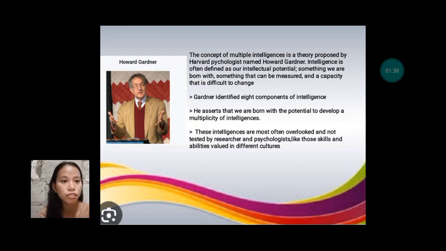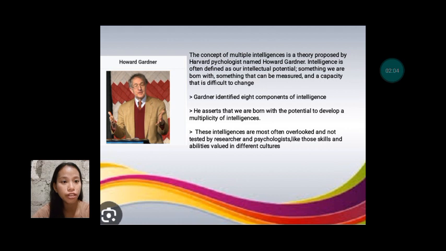First is the concept of multiple intelligences, a theory proposed by Harvard psychologist Howard Gardner. Intelligence is often defined as our intellectual potential, something we are born with, something that can be measured, and a capacity that is developed, difficult to change.